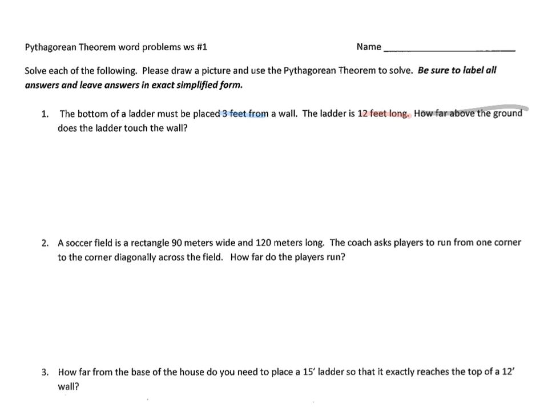So you're given probably the most common Pythagorean theorem problem ever: you've got a ladder against a wall. It tells you it's 3 feet from the wall, and tells you the ladder is 12 feet long. This is the ladder, so that's 12 feet long. All right? Be careful when labeling. Just make sure that you actually label properly. If you label everything the way you're supposed to, it won't be an issue.